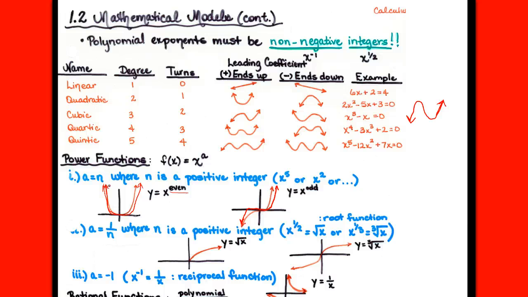All right. The second scenario that they give us is when a is equal to 1 over n, where n is a positive integer. So that would be like 1 over 2 or 1 over 3, something like that. So as we mentioned before, that's going to give us a radical. That's going to give us the square root of x or the cube root of x or something along those lines. And so they graph each of those here for us. They graph the square root of x and they graph the cube root of x for us.